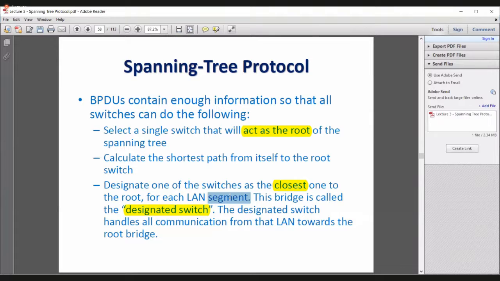Right? Then we just find the second switch, after the root switch. The second one is the nearby other switch. This switch is called the designated switch. We assign a name for that: designated switch. Root switch, designated switch. The designated switch handles all communication from that LAN towards the root bridge. Now we have the root, then the designated one, and traffic to the root is handled by the designated switch.